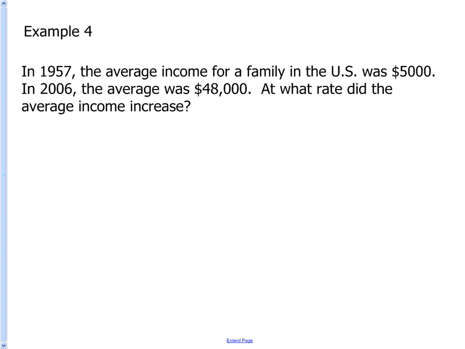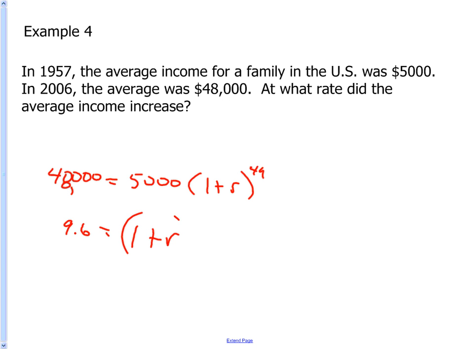All right. Look at this one. I'd like you to read it. I'll pause while you do. Here we go. This is the starting amount, 5,000 bucks. 1 plus R to the, how many years did you figure that out? 49. Very good. And then it was now ending value 48,000. And if I divide by 5,000 on both sides, you end up with what here? 9.6 equals 1 plus R to the 49th.